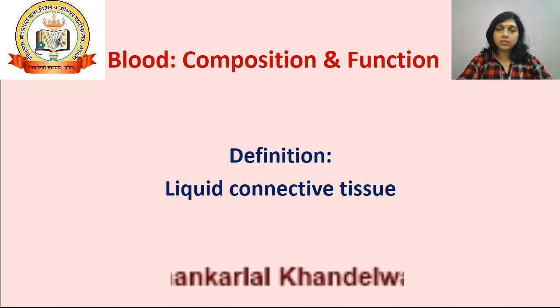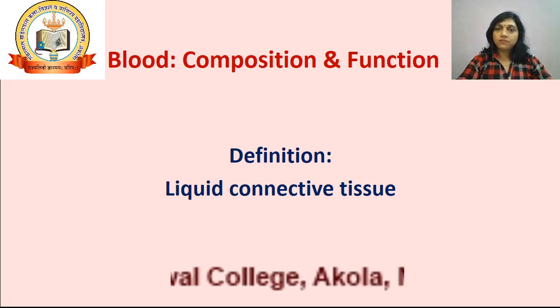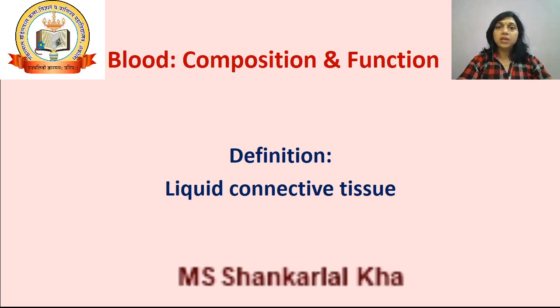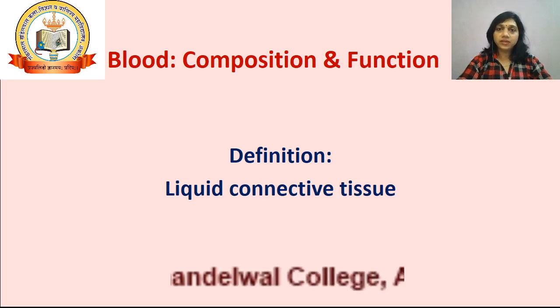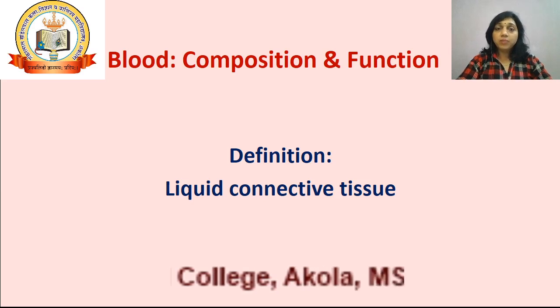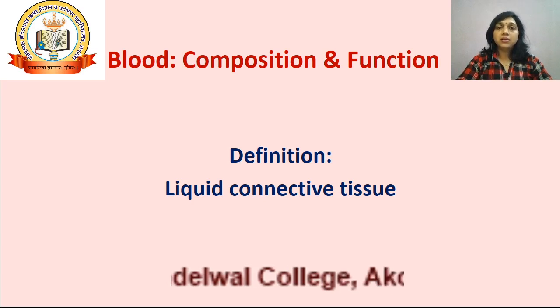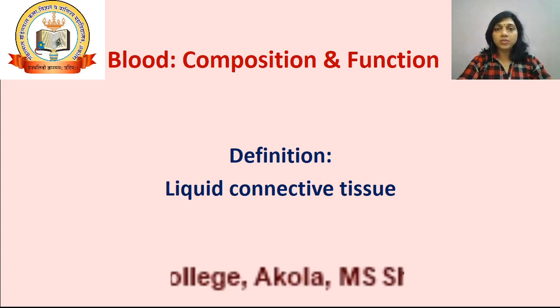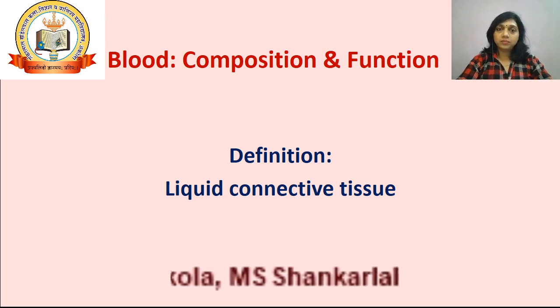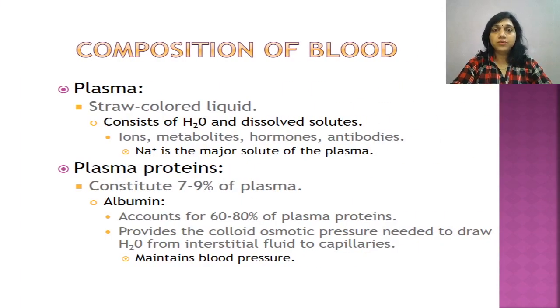As you know, dear students, the tissues are of four types. The first is known as epithelial tissue, second is connective tissue, third is muscular tissue, and the fourth one is nervous tissue. There are different types of connective tissue, and blood is one of them. Blood is the only connective tissue which is liquid, fluid in nature. So the scientific definition of blood is that it is the only liquid connective tissue in an animal's body. Now we'll see the composition of blood.